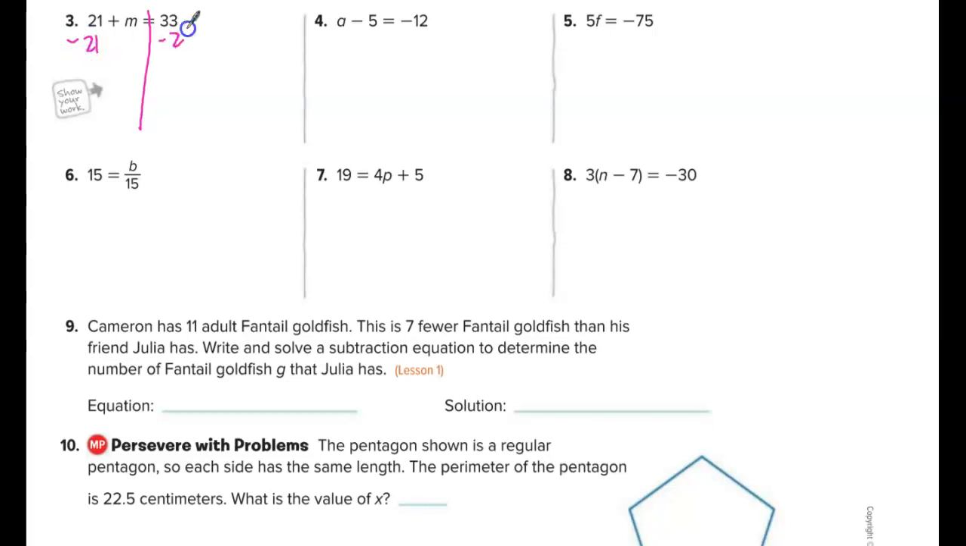Subtract 21, subtract 21. So what does m equal? 12. Thumbs up if you got m equals 12 on number 1. Good. Kylie, number 2, what'd you do?